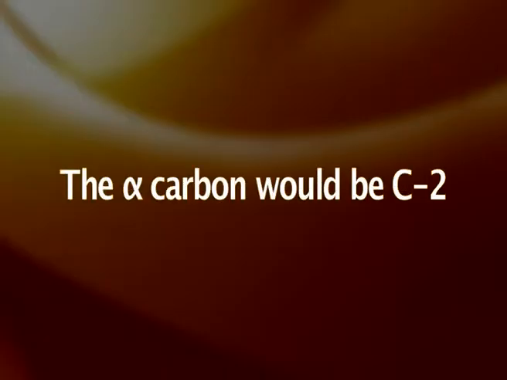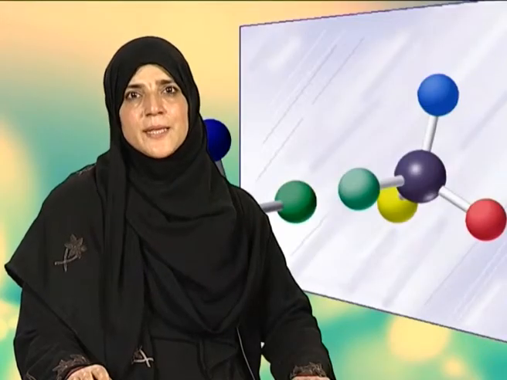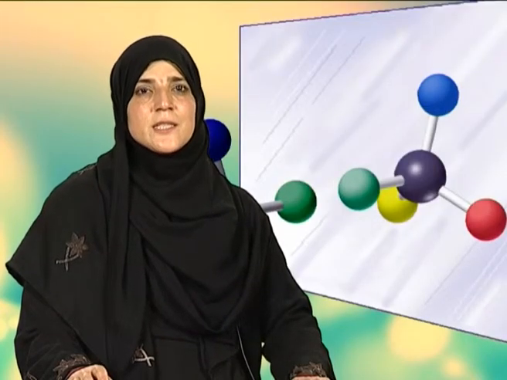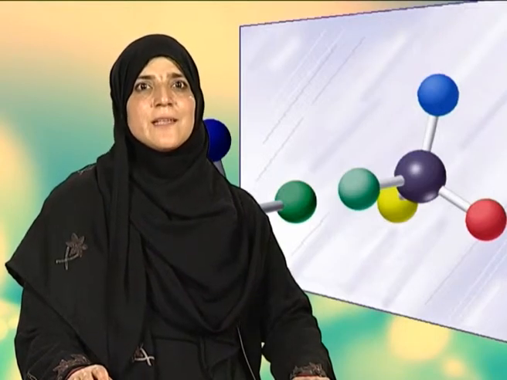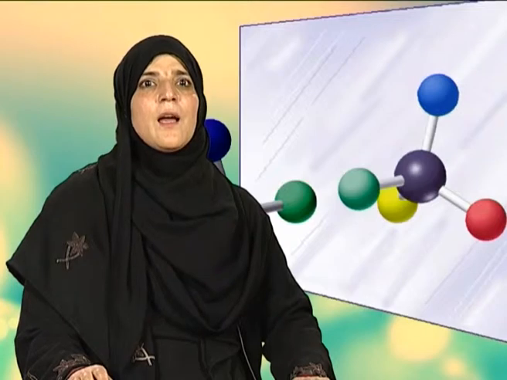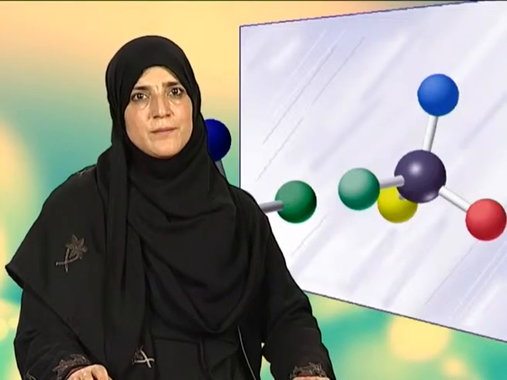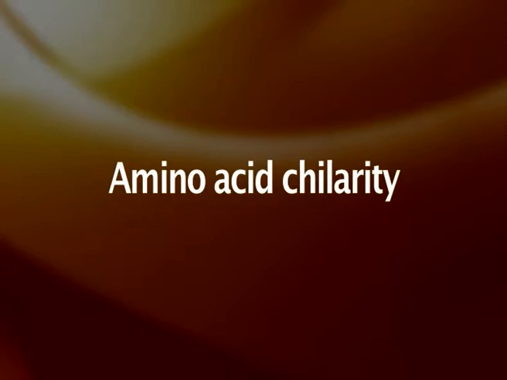For most other organic molecules, carbon atoms are simply numbered from one end, giving highest priority to the carbon with the substituent containing the atom of highest atomic number. Within the latter convention, the carboxyl carbon of an amino acid would be C1 and the alpha carbon would be C2. In some cases, such as amino acids with heterocyclic R groups, the Greek lettering system is ambiguous and the numbering convention is used. Now, amino acid chirality.